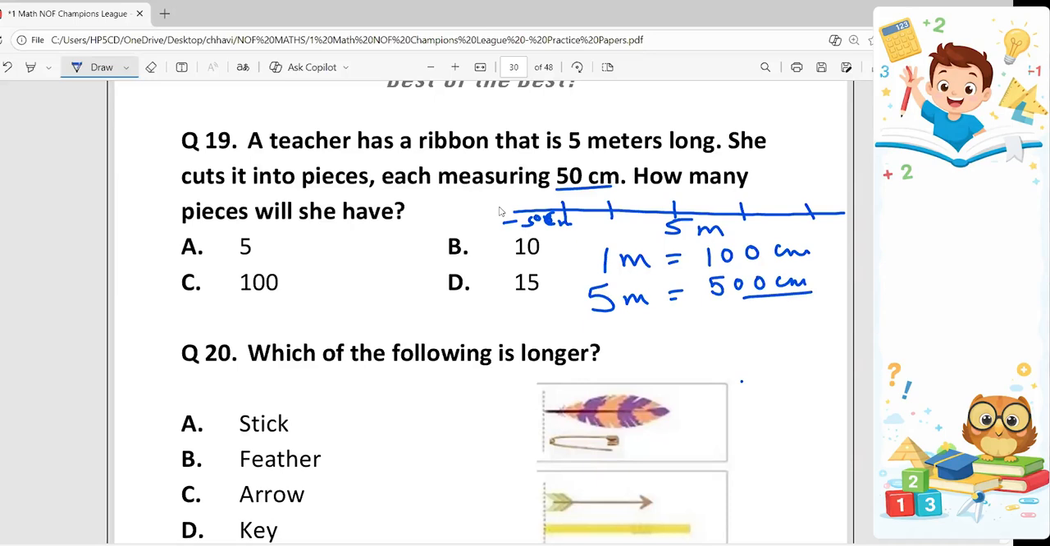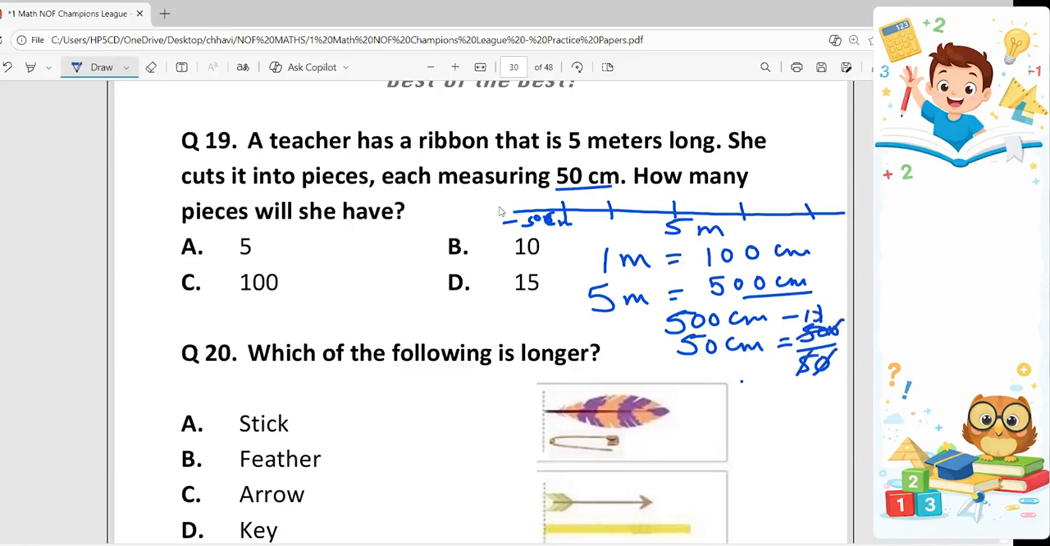Now we can do it like 500 centimeters. So 500 centimeter is the one ribbon. Now we have to cut it into pieces. And each piece has to be of 50 centimeter. So we have to divide 500 by 50. So the 0 is cancelled.